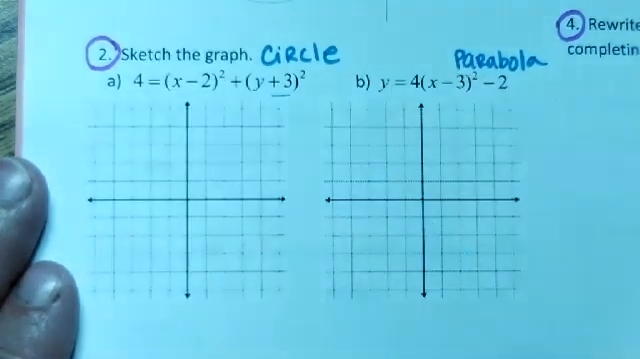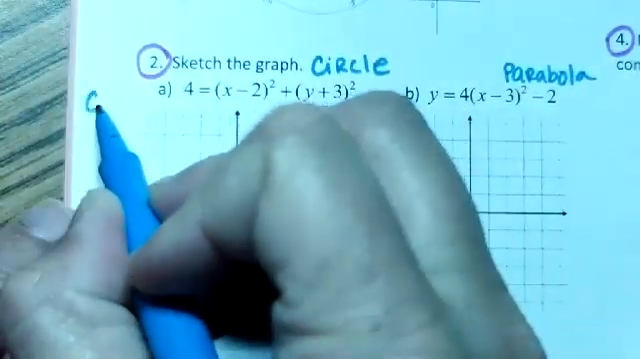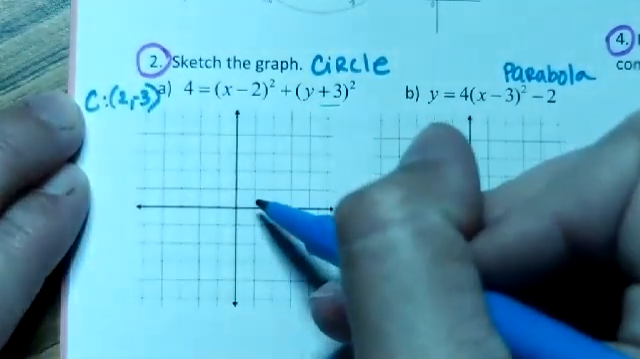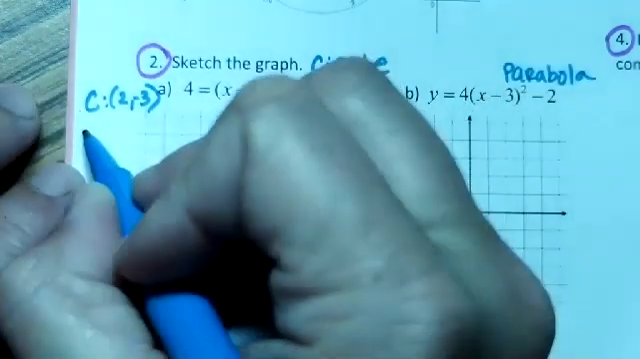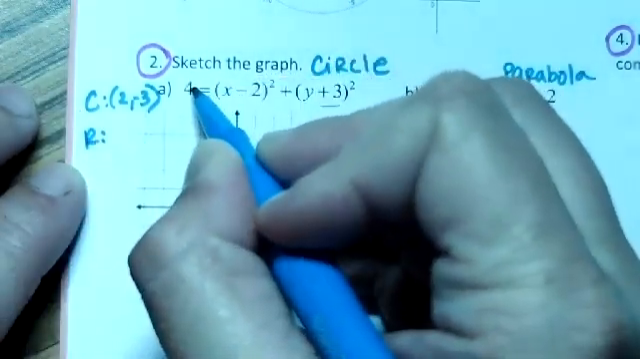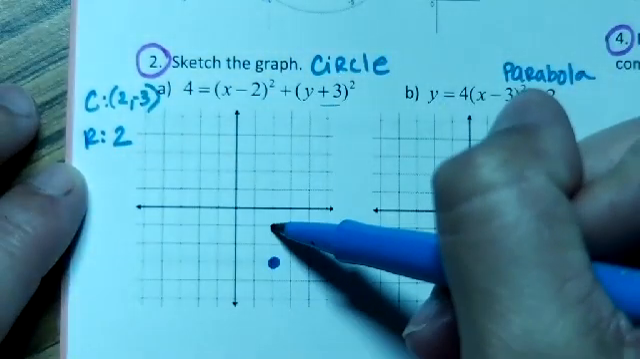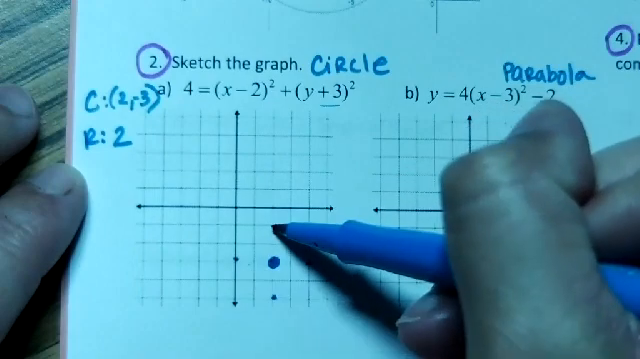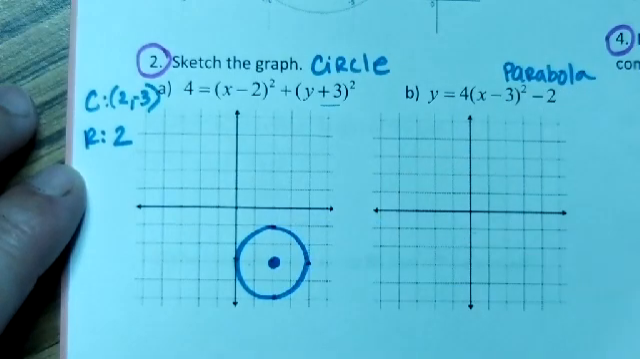So let's go ahead and graph the circle to start. The first thing for a circle, you need to find the center. The center here is 2, -3. So I'm going to go over 2, down 3. There's your center. The radius, if that's 4, the radius is 2. So from that point, you're going to go up 2, over 2, down 2, over 2. And that's your circle. Okay?